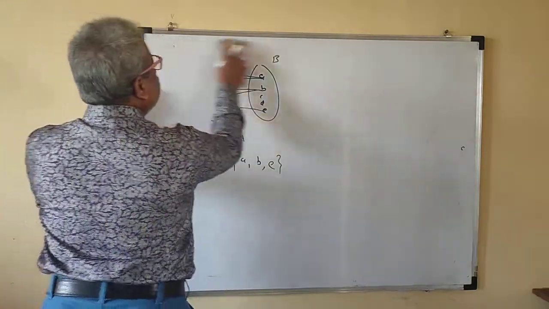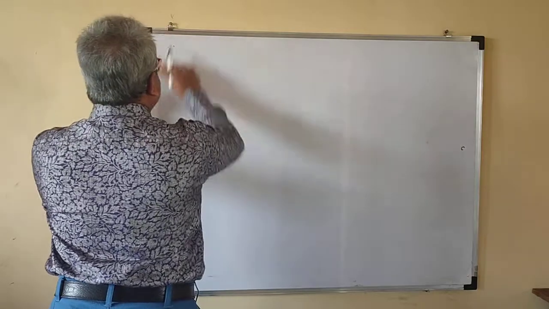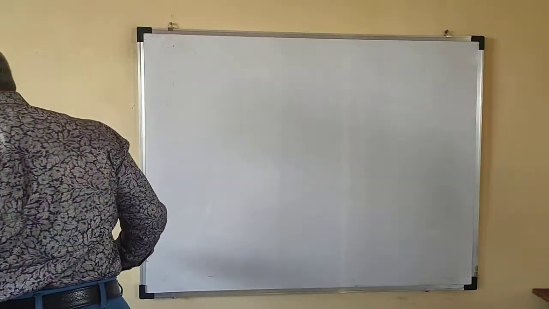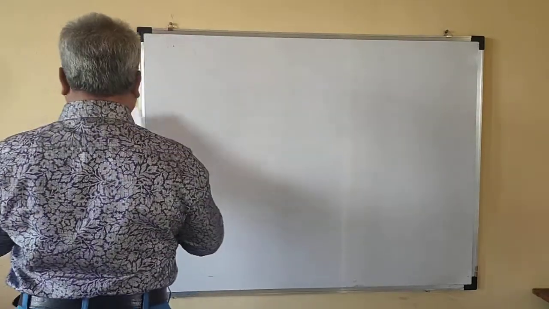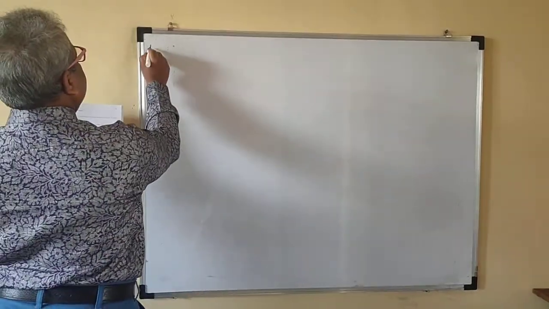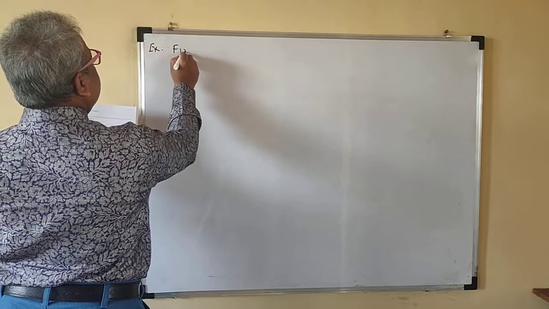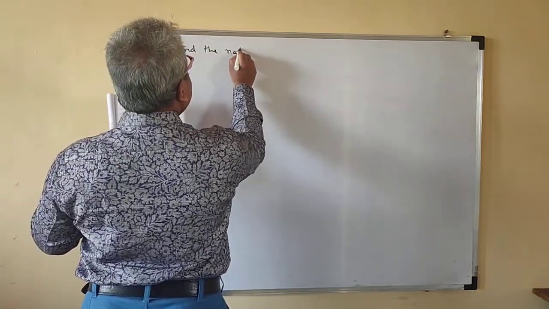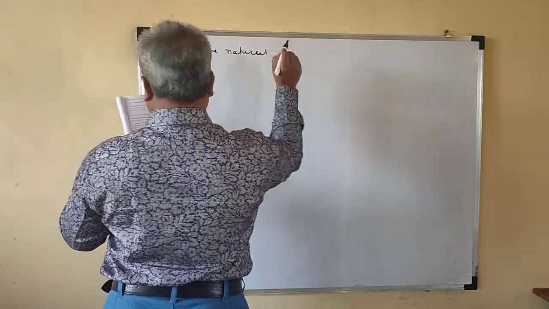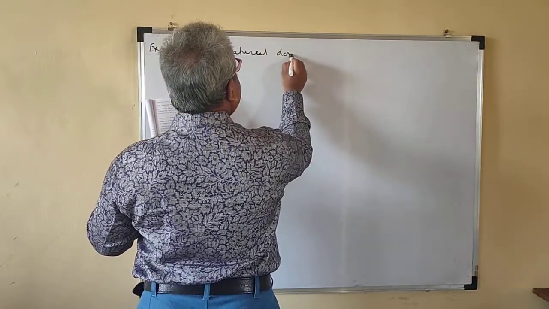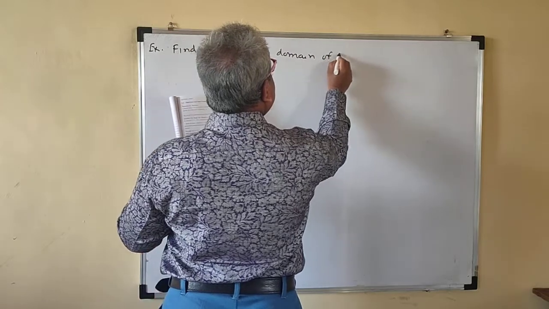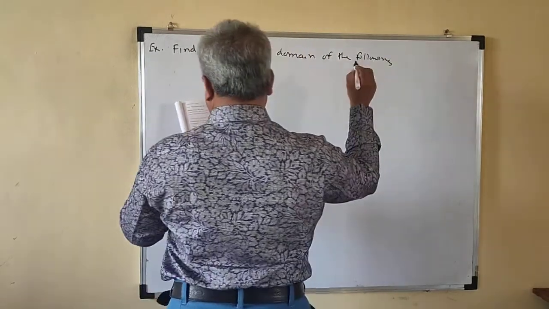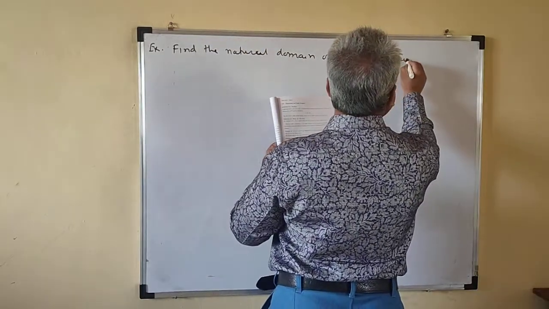Now we'll see some problems on finding the domain and codomain of a function. We'll find the domain of the function, so we'll take an example. Find the natural domain, or simply the domain, of the following functions.